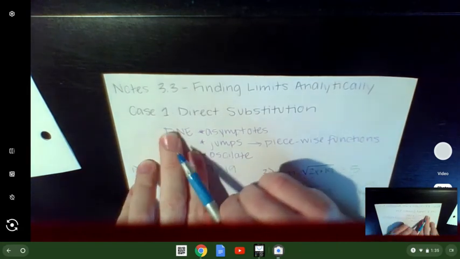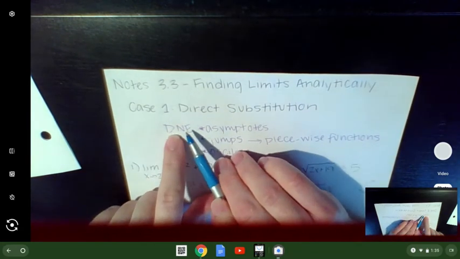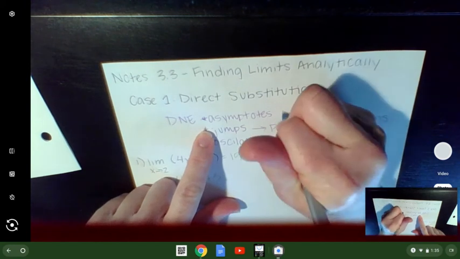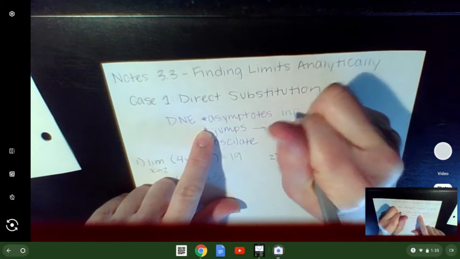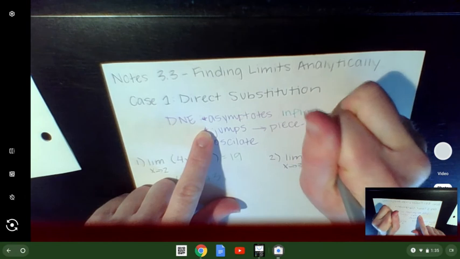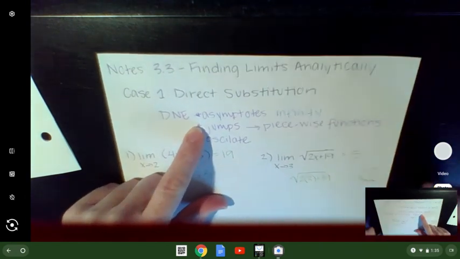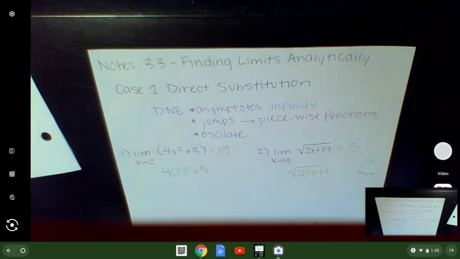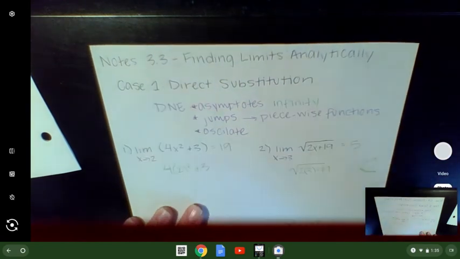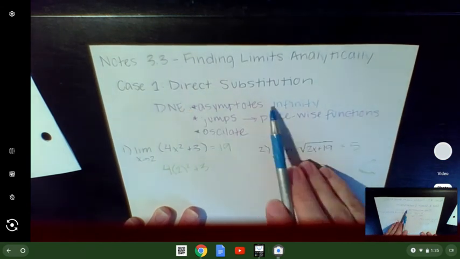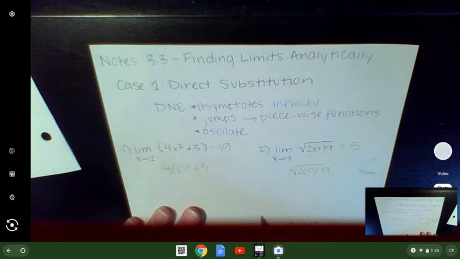So let's revisit. When do we have a function, or a limit, that does not exist? One is when you are heading to infinity. Now, if we think about when we head to infinity, that is going to be when we have asymptotes. When do we have asymptotes? We have asymptotes when we have a denominator equal to 0. So keep that in mind. As long as we're avoiding denominators equal to 0, we're avoiding having an asymptote or heading to infinity.